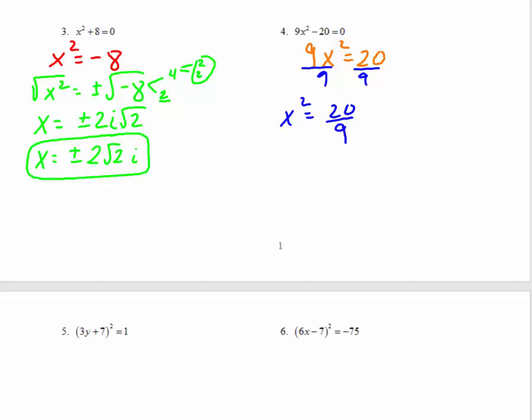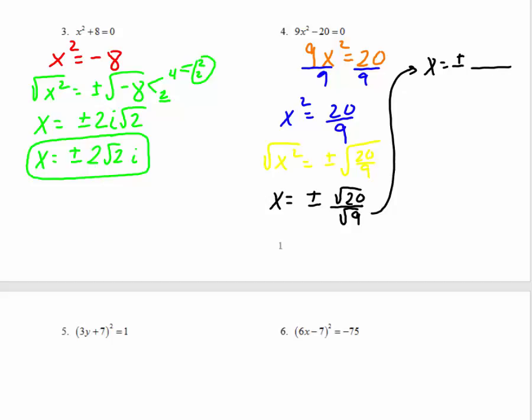Now that we see we have a square equaling a constant, all we need to do is take the square root of the left, and don't forget plus or minus the square root of the right. On the left-hand side, the square and the square root just cancel each other out. And on the right-hand side, let's break that up into the square root of 20 over the square root of 9. Well, we know what the square root of 9 is. The square root of 9 is just 3, so we're left with a 3 in the denominator.